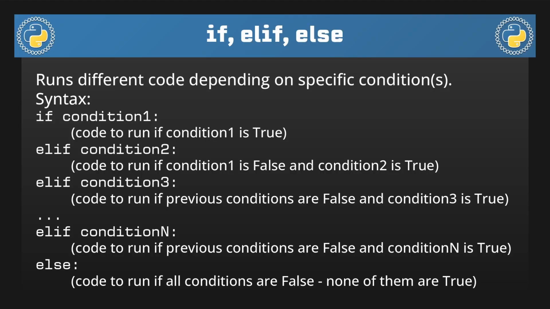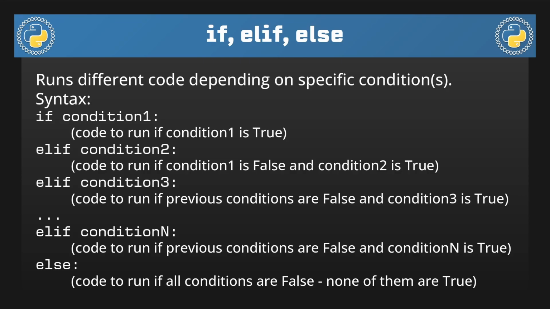So now we know how to create conditions or questions and resolve them to a Boolean value, but how do we conditionally run code based on those Boolean values? In order to do this, we can use the if, elif, and else statements, which help us run different code depending on those conditions that we mentioned earlier. So the syntax is looking like this.